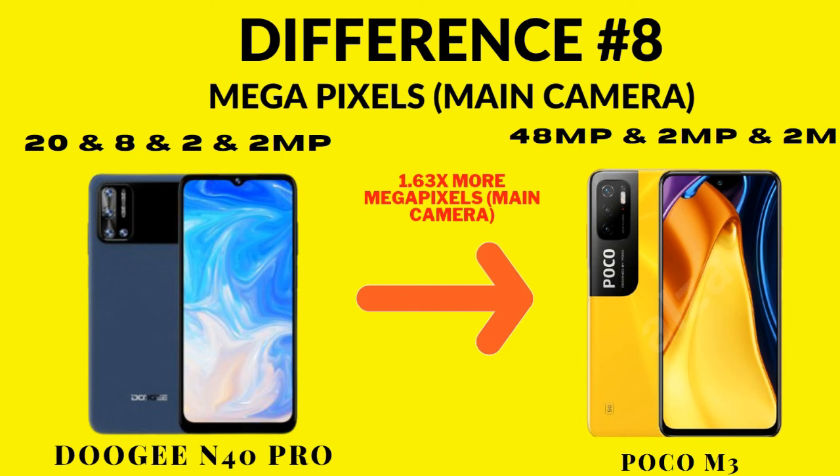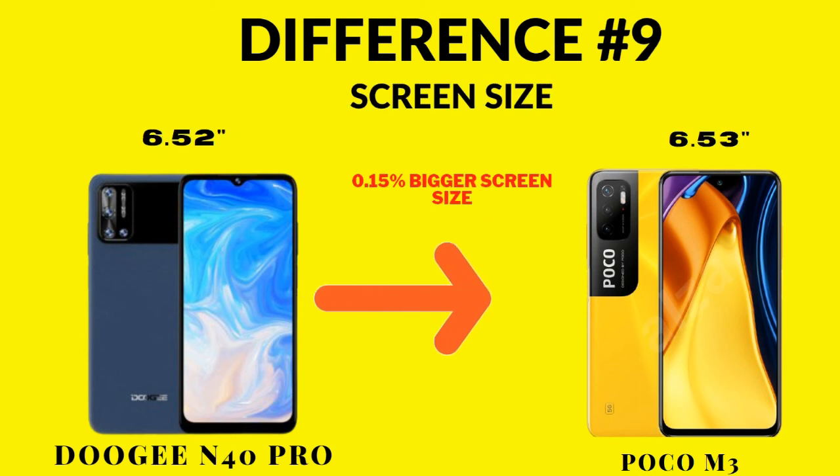Moving on to difference number 9, screen size. Doogee N40 Pro has a screen size of 6.52 inches, whereas Poco M3 has a screen size of 6.53 inches. So this makes Poco M3 0.15% bigger screen size phone than the other one.